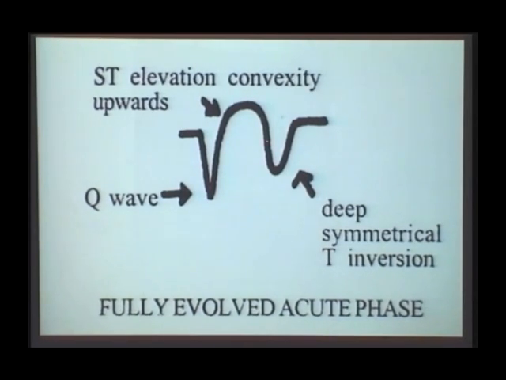T wave inversion. The difference between early hyperacute phase and this phase of ST elevation is the contour of ST elevation. There I told you ST elevation is concavity upwards because the T wave is upright. Here, because the T wave gets inverted, it makes the ST elevation convexity upwards. So now you see the ST becomes convexity upwards and you have the T wave inversion. So this is a fully evolved acute phase where you see the necrosis, injury and ischemia.